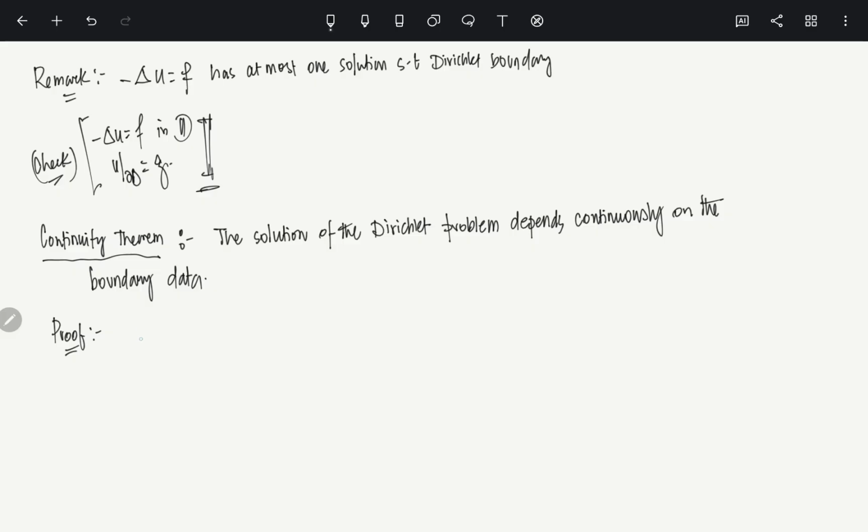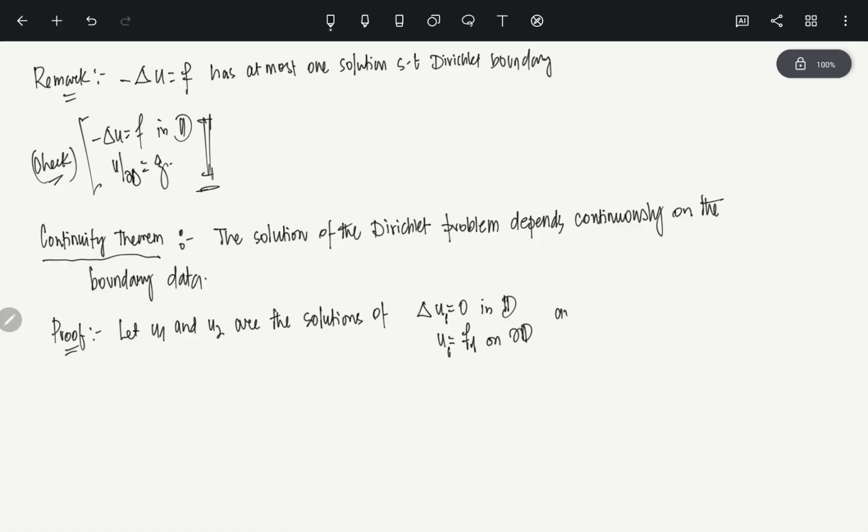Again, not a very difficult proof. Let's say u1 and u2 are solutions of the following. Laplacian of u1 equals 0, a harmonic function essentially, in D, and u1 equals f1 on the boundary of D. And Laplacian of u2 equals 0 in D, and u2 equals f2 on the boundary of D. Is it okay? So essentially f1 and f2 are two different data on the boundary.